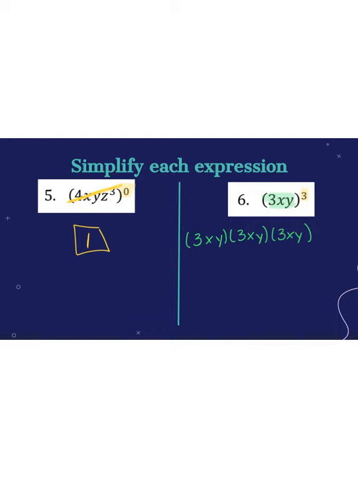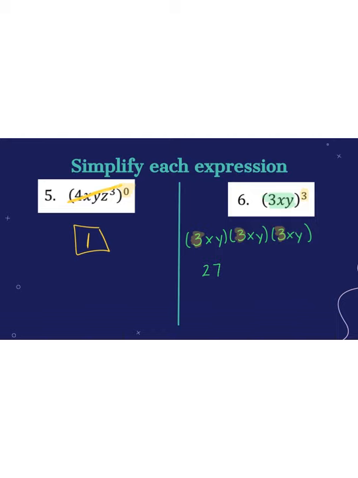Okay, so now that I have my 3's there, I can see I have this 3. So this is different than what we've done before. Our coefficient, or our first number, was just that number. We didn't have to multiply it by anything. Well, now we have to multiply these. So we have 3 times 3 times 3. Well, 3 times 3 times 3 is going to give me a 27. 3 times 3 is 9, times another 3 is 27.